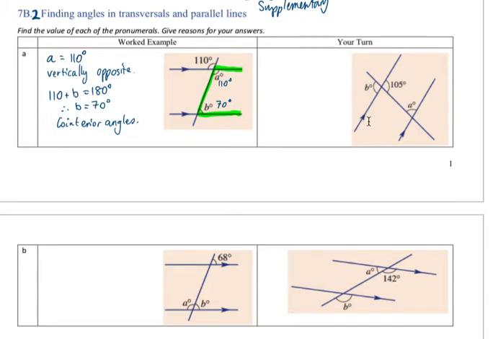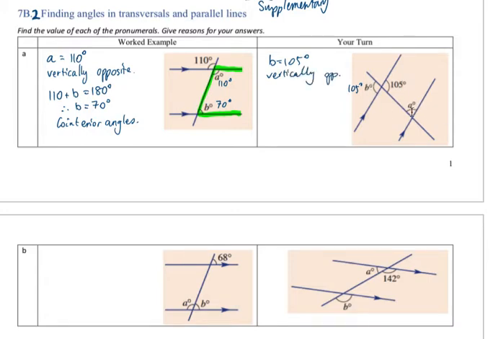Okay, the your turn starts now. So our first thing is this. We see that 105 and B are vertically opposite angles. Therefore, B would have to be 105 degrees. Our reason is vertically opposite.